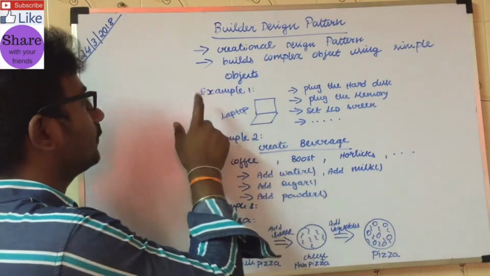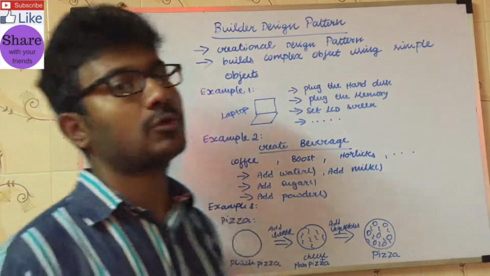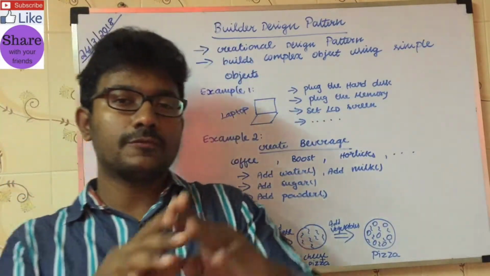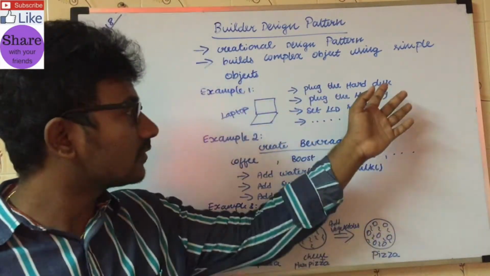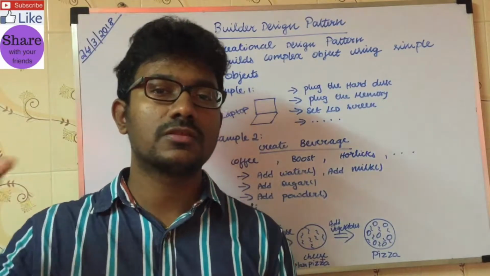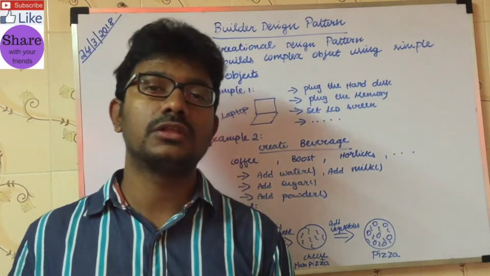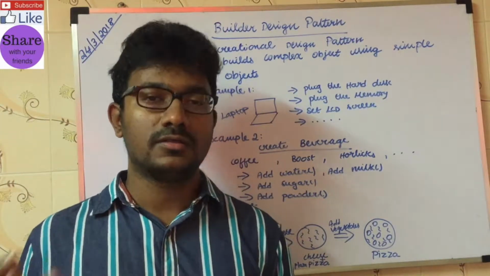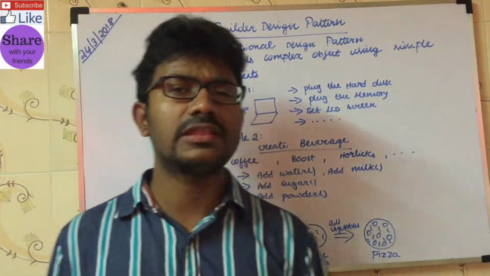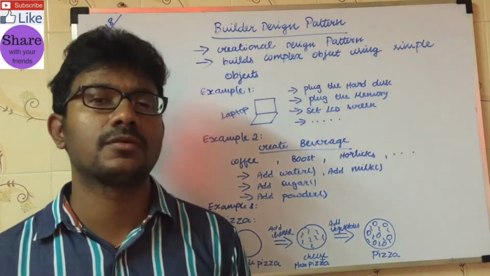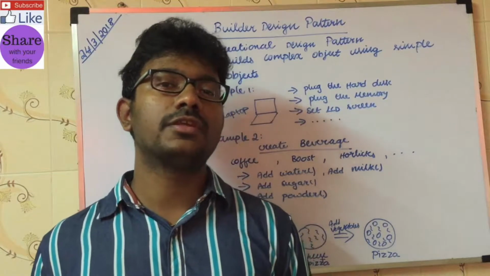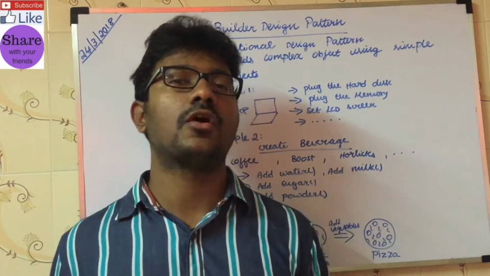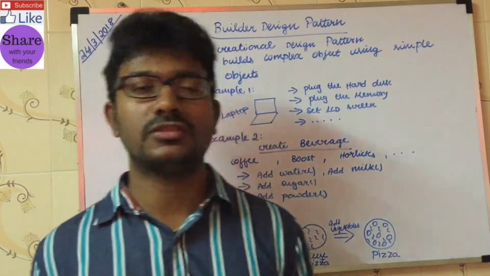The first real-time example for the builder design pattern is laptop manufacturing. Suppose you want to manufacture a laptop, then you need to follow some steps. You need to insert the hard disk, and then you need to set the LCD screen, and then a number of steps. After finishing those steps, you will get the final object called a laptop. So that's the first example.